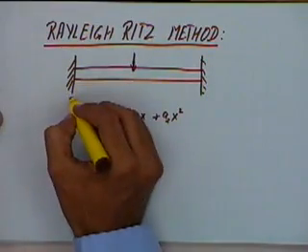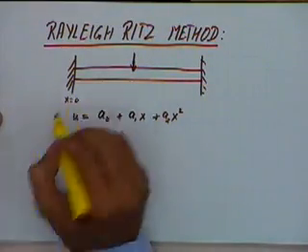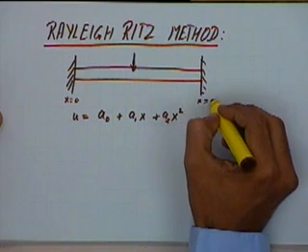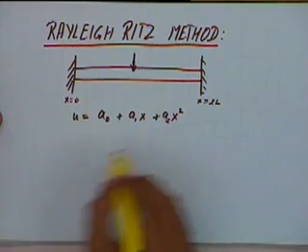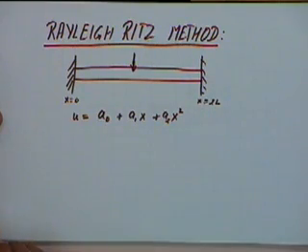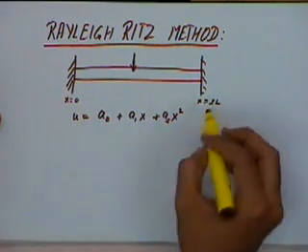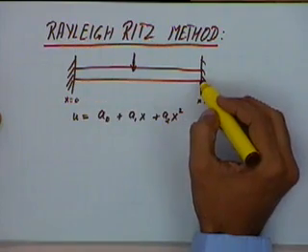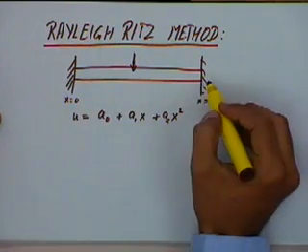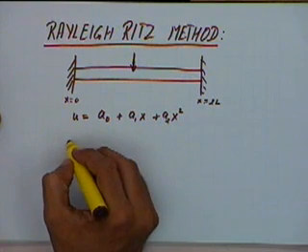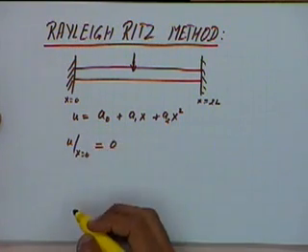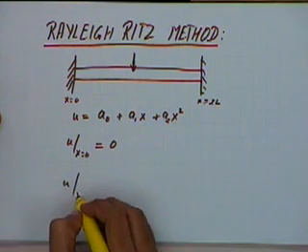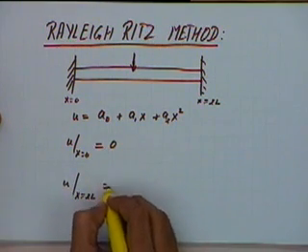So if we are making this assumption, at this point we have x is equal to 0, and at the end let us say we have x is equal to 2L, where L is the half length of this rod. This beam is fixed at the two ends, so one of the boundary conditions would be that u at x is equal to 0 will be equal to 0, and u at x is equal to 2L will be equal to 0.